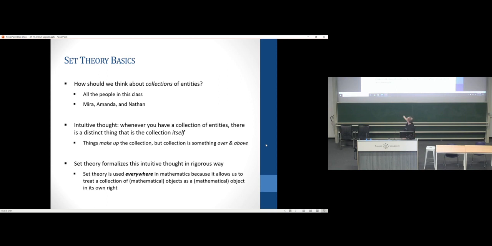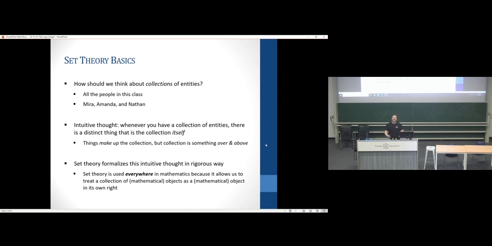So whenever we're thinking about collectives, there's times when we actually want to talk about the collection itself, not just go through it or have it as a roundabout way to talk about the constituent parts, the members. And the intuitive thought here is that whenever you have a collection of entities, there's a distinct thing that is the collection. Things will make up the collection. They'll be part of it in some sense of part, but the collection is something over and above the individuals.